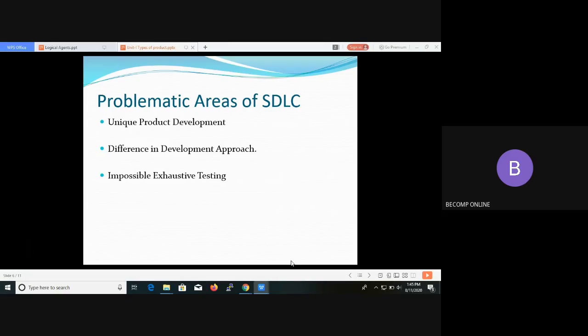Now, there are again some areas: unique product development, difference in development approach, and impossible exhaustive testing. These are the three areas where we found problems, so we'll see them one by one. Unique product development means, in the software field, no two applications are the same. Your product should be a unique one.